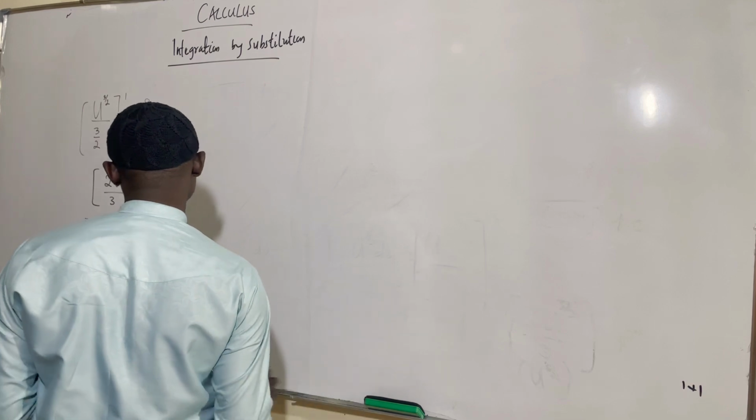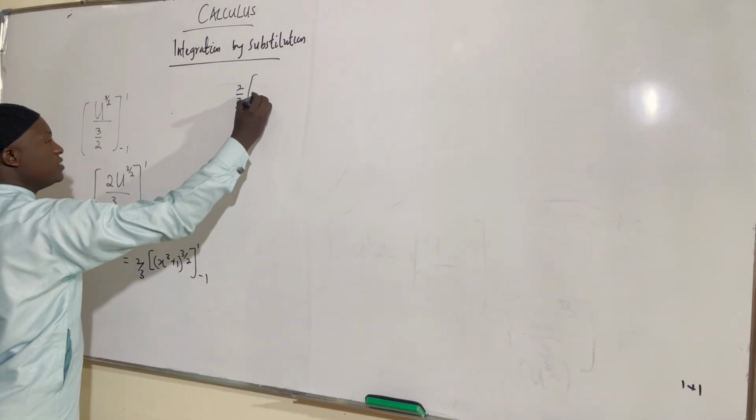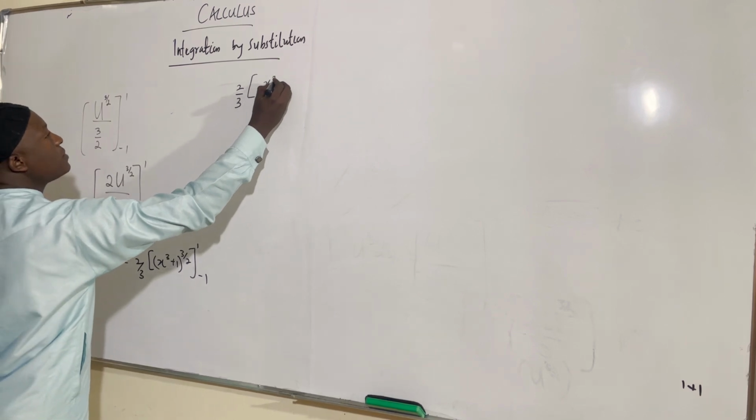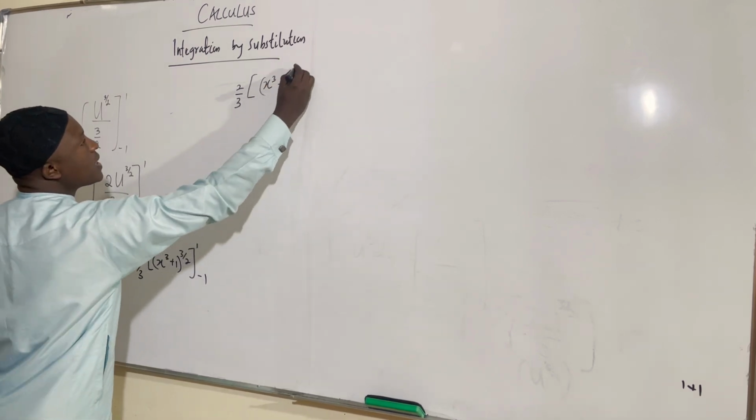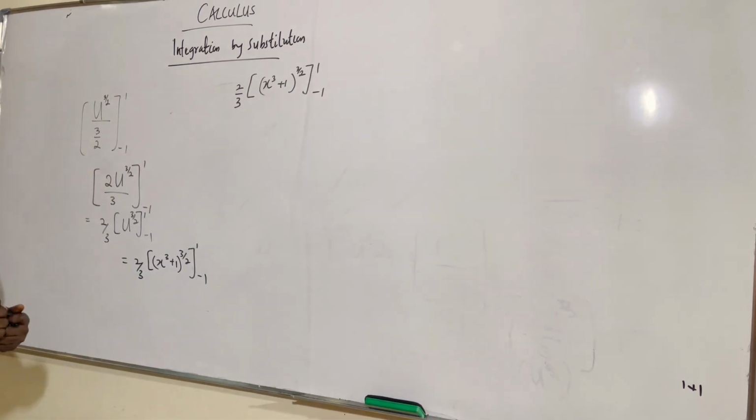Let's make a simple substitution. So what I have is 2 over 3 x cubed plus 1, raised to the power of 3 over 2, from 1 to minus 1. So what is the next step now? It is to substitute for the upper limit and the lower limit.